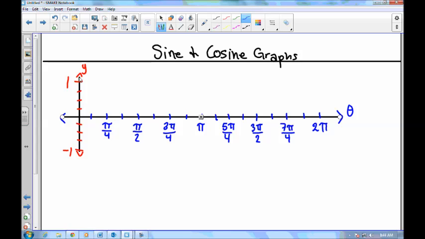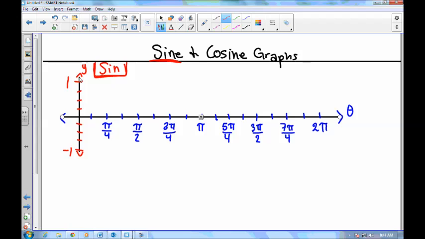Okay, first we're going to be graphing the sine function. Sine is actually spelled S-I-N-E, but the abbreviation is S-I-N. Okay, please don't rotate those around in your pencil. All right.